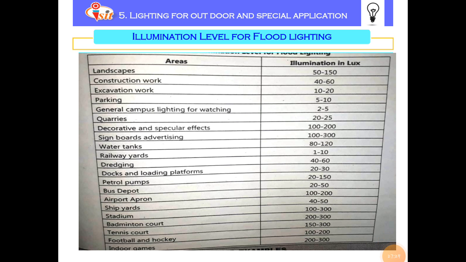In the bus depot, 20 to 50 lux levels are required. In the airport apron, 100 to 200 lux level is sufficient. In the shipyard, 40 to 50 lux levels are sufficient. The stadium, 100 to 300 lux levels are sufficient. In the badminton court, 200 to 300 lux levels are sufficient. In the tennis court, 150 to 300 lux level is sufficient. For the football and hockey ground, 100 to 200 lux level is sufficient. And for the indoor games, 200 to 300 lux levels are sufficient.